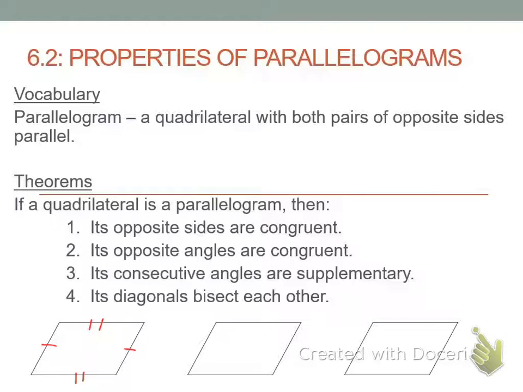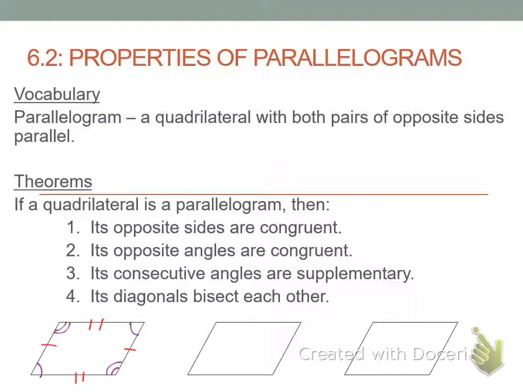Second one I'll put in the same diagram. Opposite angles are congruent. Again, ones that are across from each other in the parallelogram are congruent, but that does not mean that all of them are the same. We have pairs that are the same.